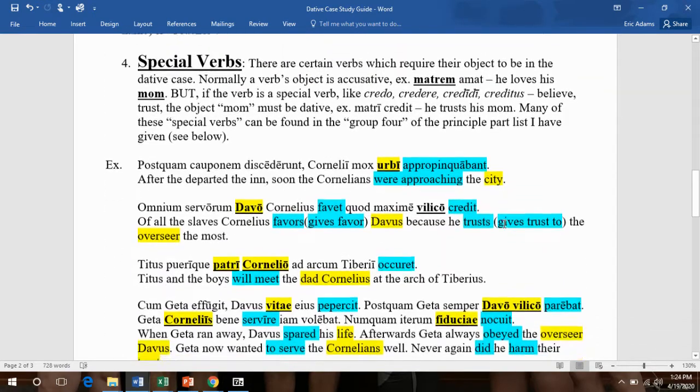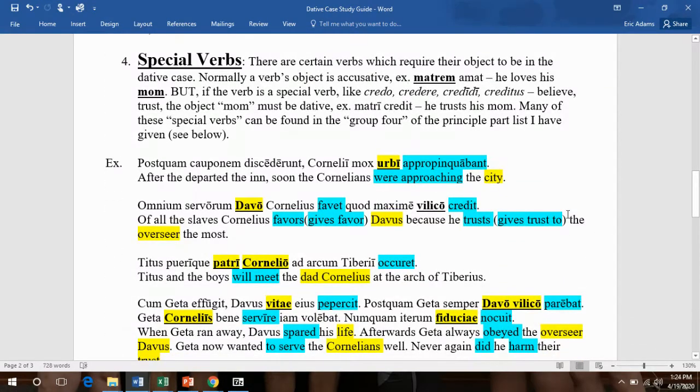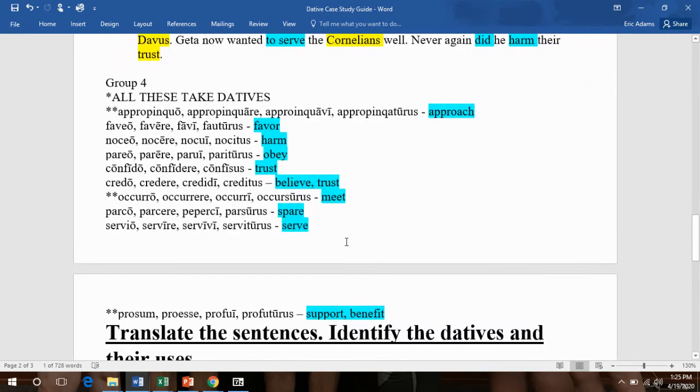Special verbs. Here we see that the special verbs are those verbs that require an object to be in the dative case instead of normally like the accusative. So here we can see a normal sentence. It says, matrem amat, he loves his mom. And matrem is your normal object in the accusative case. I say accusative, you say direct object. But if you had a special verb, like let's take, for example, credo, credere, credidi, creditus, to believe or trust, which is one of these groups of verbs.